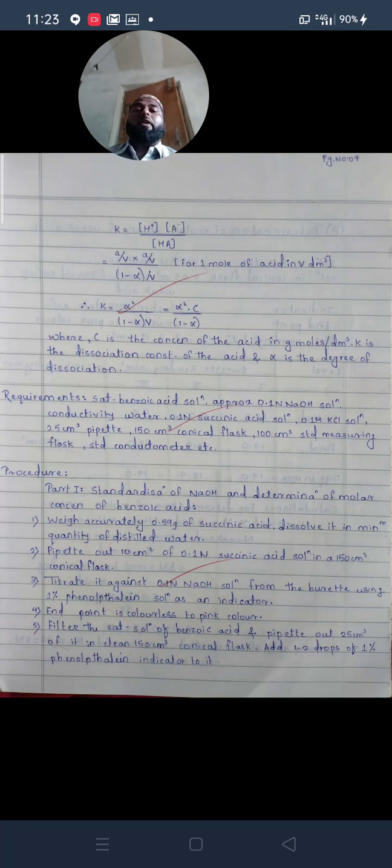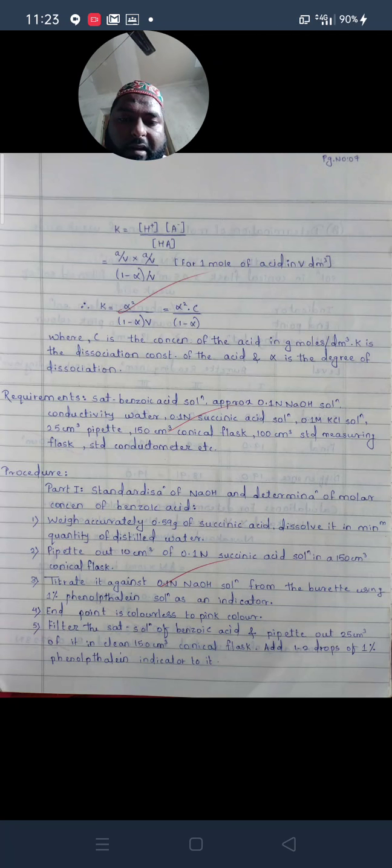We first have to find out the concentration of the benzoic acid. For that we require the NaOH, so we have to standardize the NaOH first of all. For this purpose we have to prepare 0.1 normal succinic acid: take 0.59 gram of succinic acid and dissolve it in the minimum quantity of water. Dilute up to 100 cm cube in the standard measuring flask. Then we will take 10 cm cube of the succinic acid in the conical flask, take the NaOH in the burette, and first standardize this NaOH.